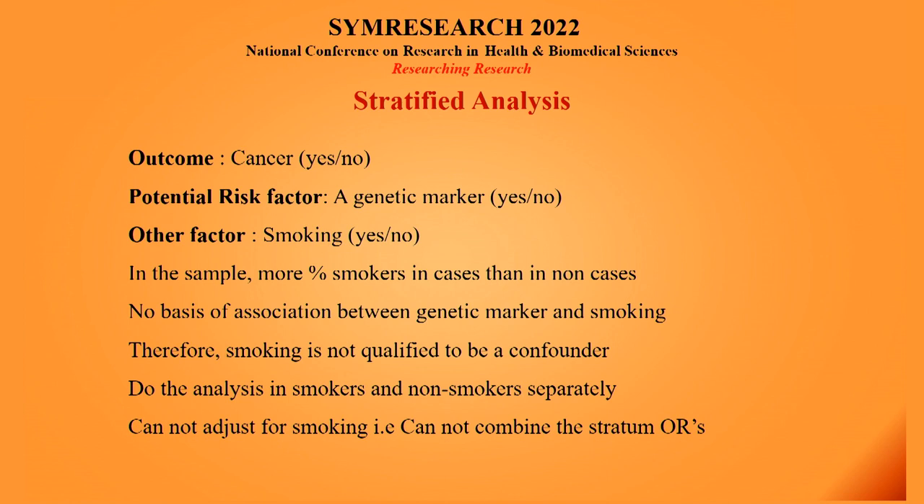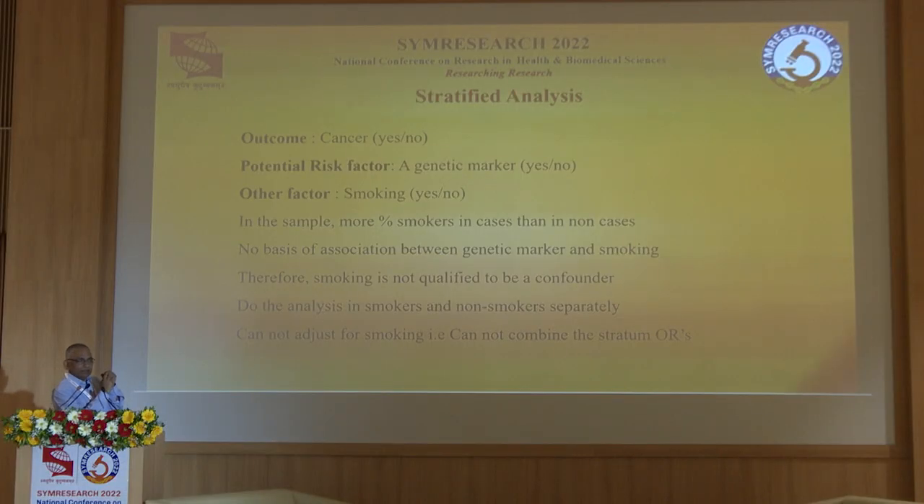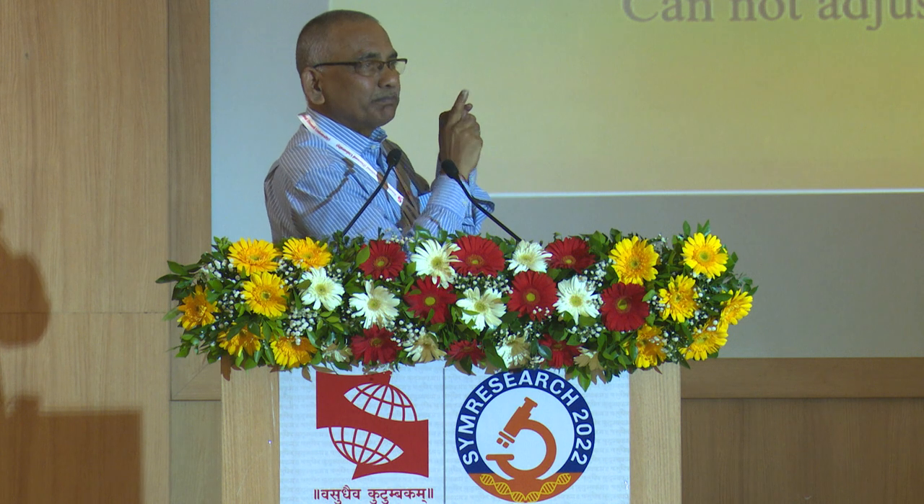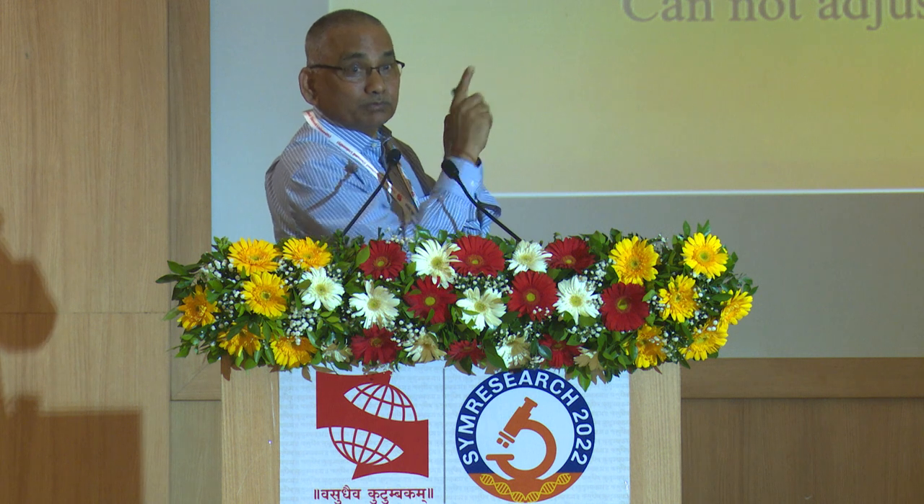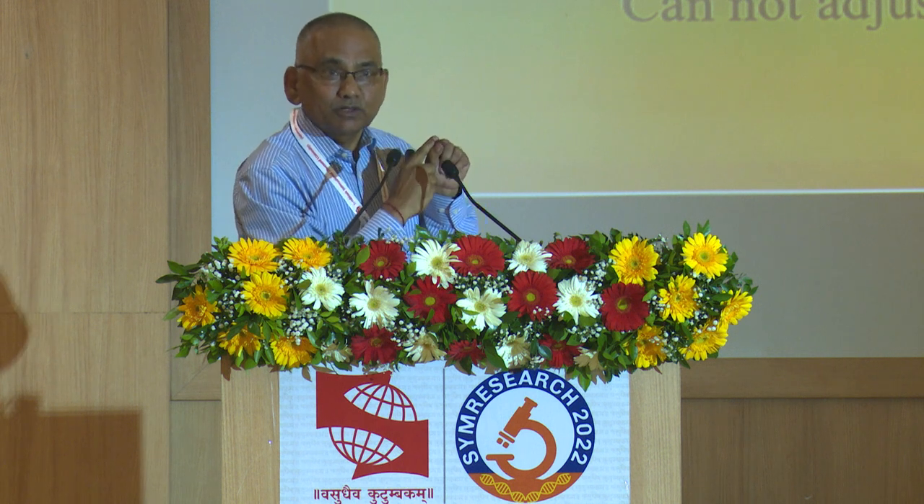Otherwise, you have to apply the definition of confounder. What is a confounder? A confounder is a third factor linked to your exposure, and it is a predictor of outcome. If so, then it fits the definition of confounder, and you adjust for it in the regression analysis.